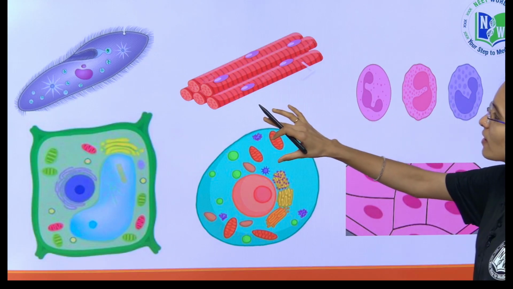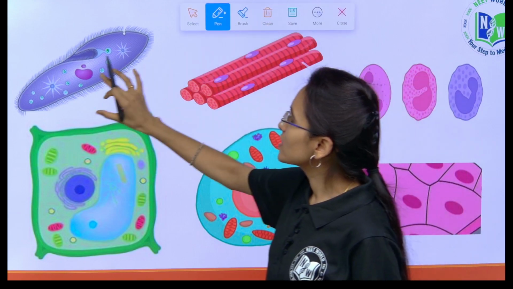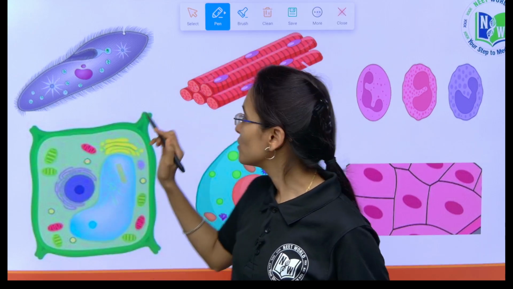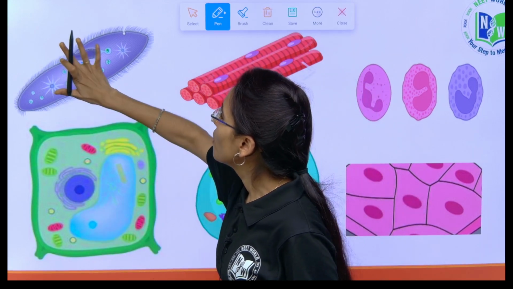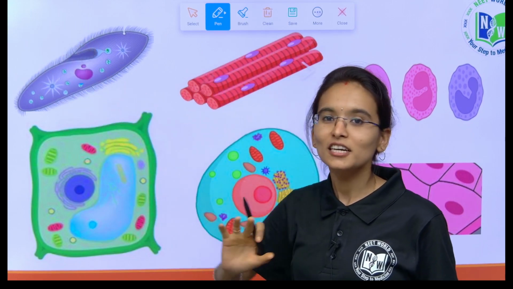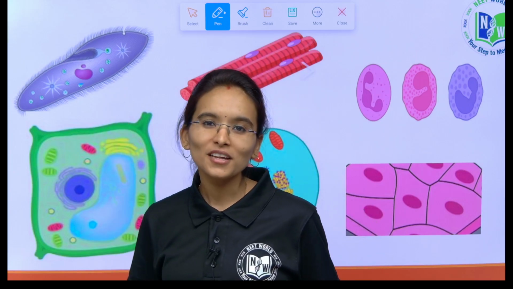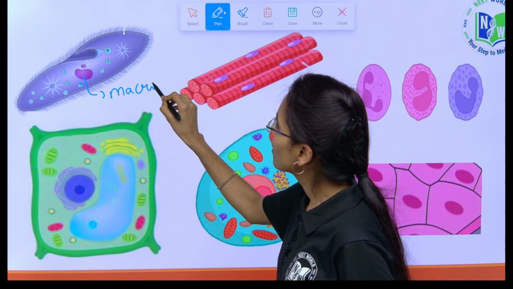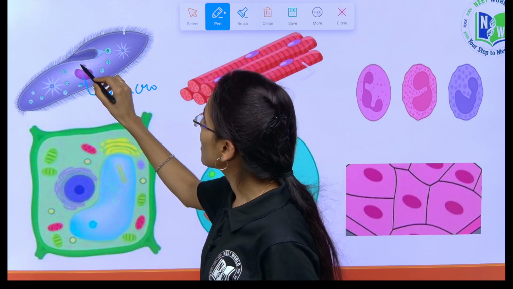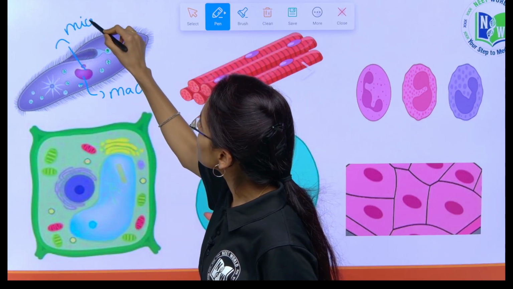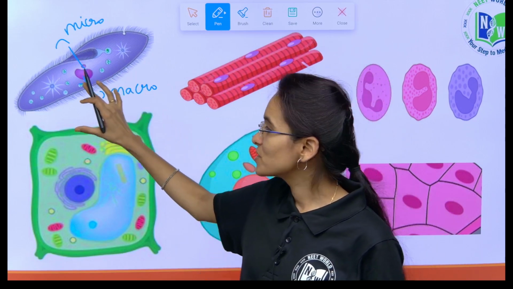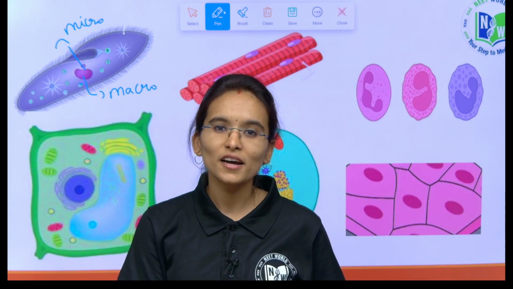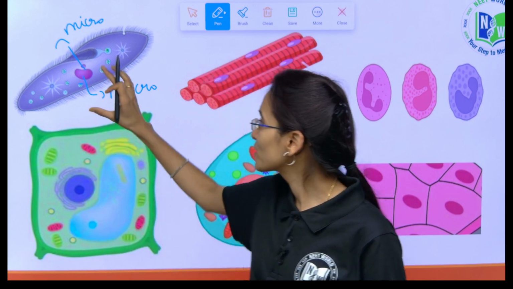See here, children, if we look at this protozoan, the paramecium, we can find it is binucleated. Why are we calling it binucleated? It means it possesses two types of nucleus. One is a macronucleus, which is large in structure, and another is a micronucleus. Clear? The paramecium is a binucleated organism which contains a large macronucleus and a small micronucleus.